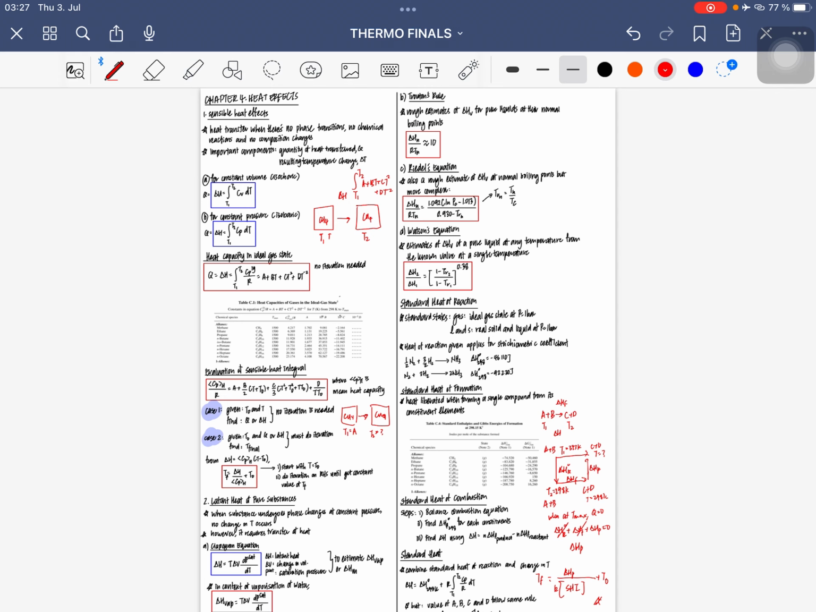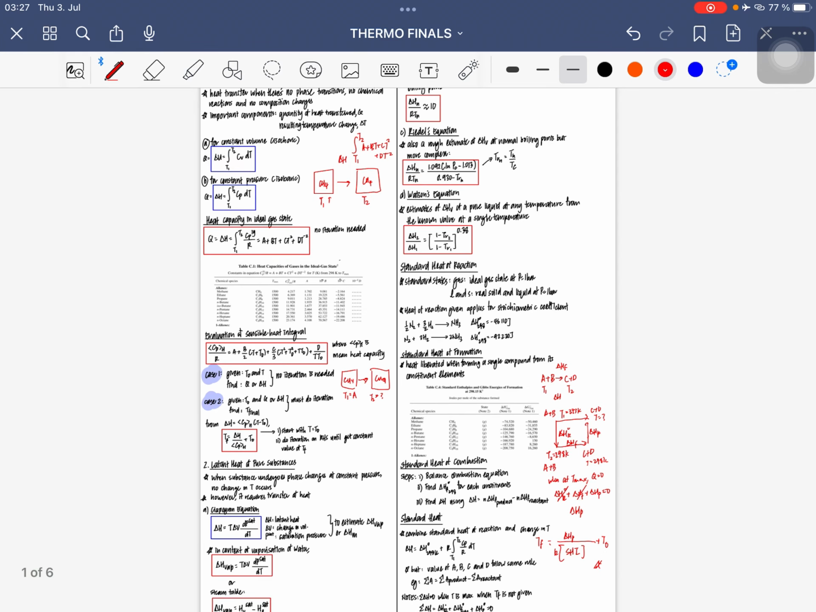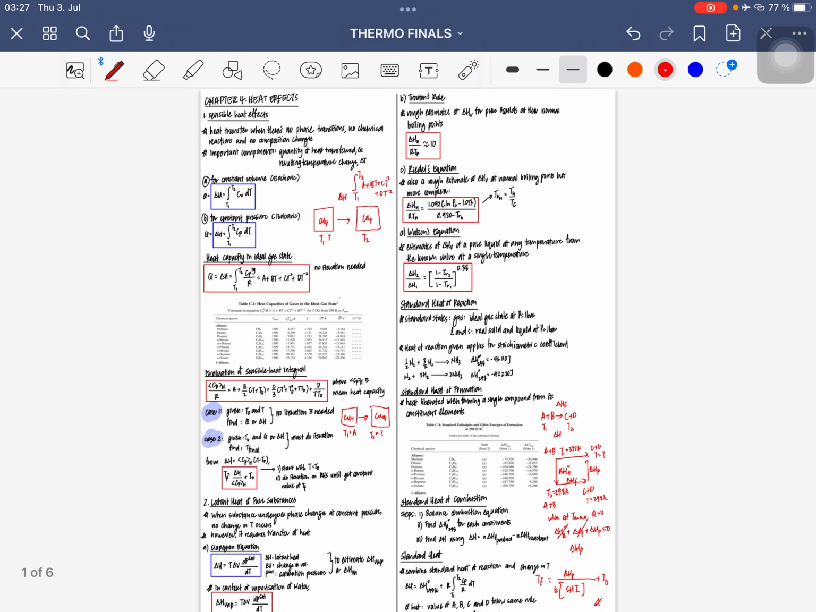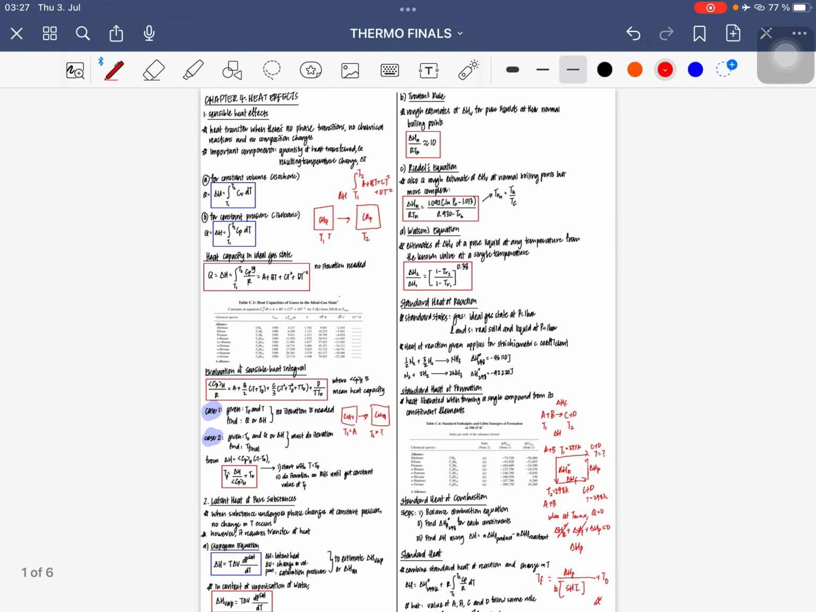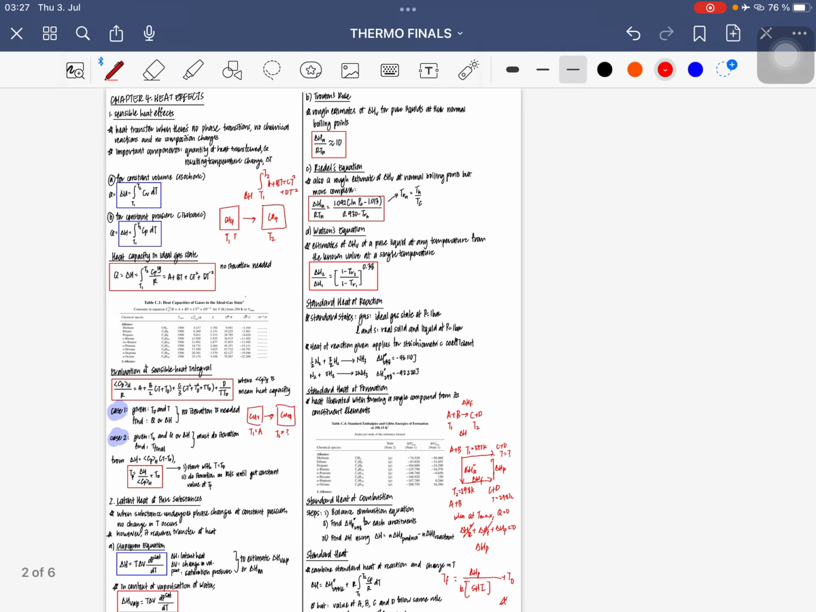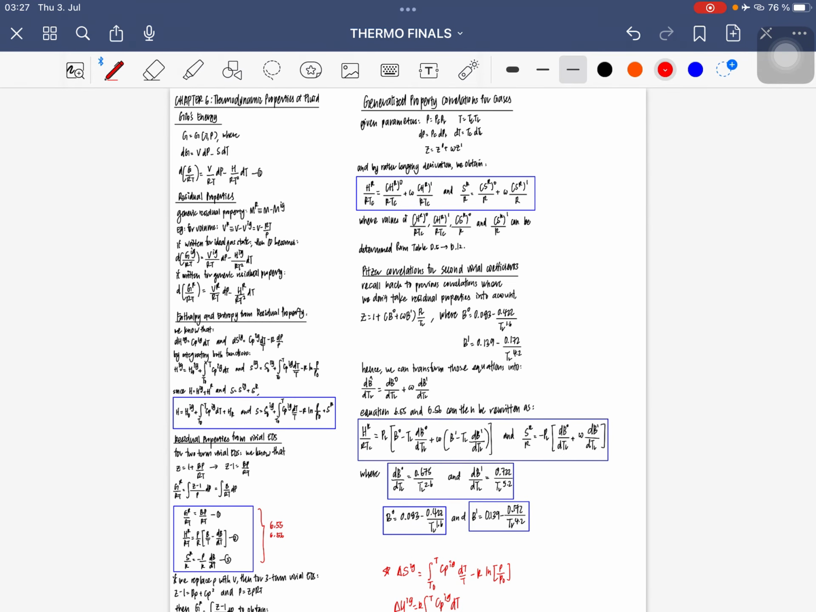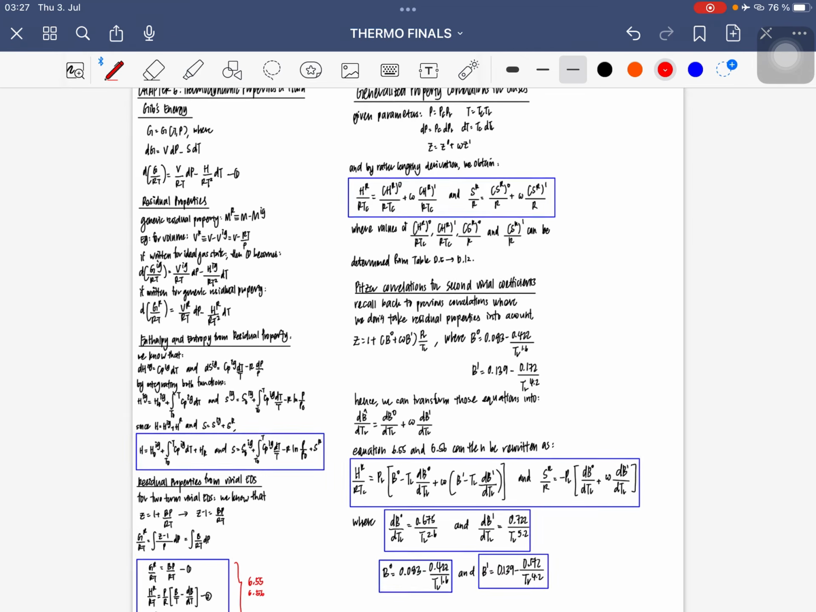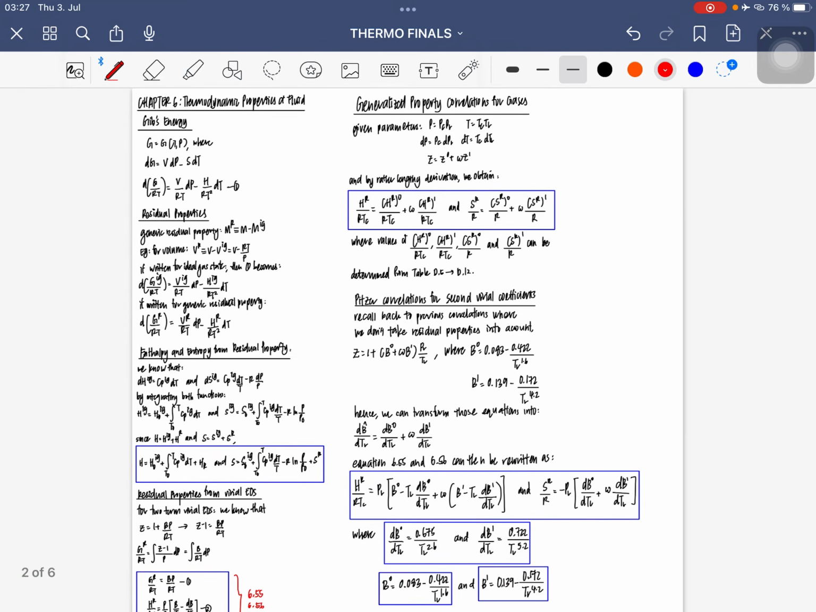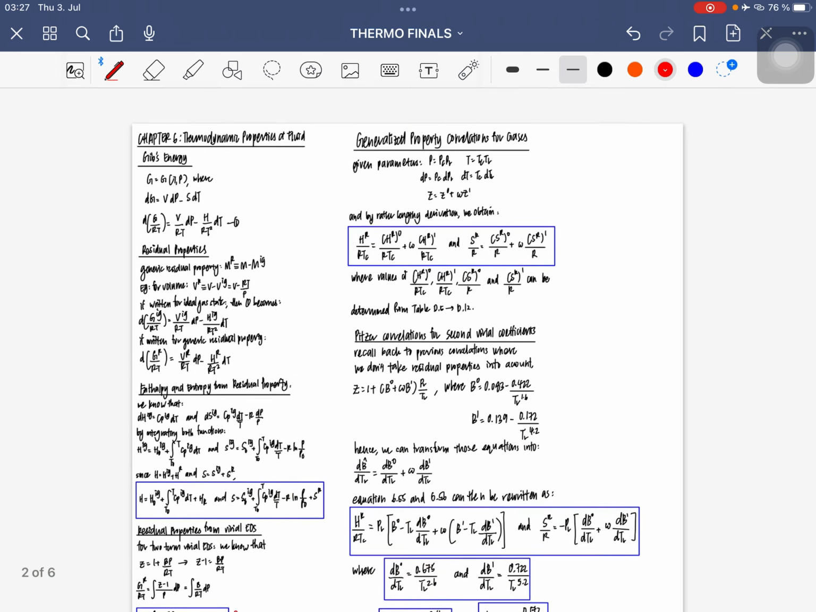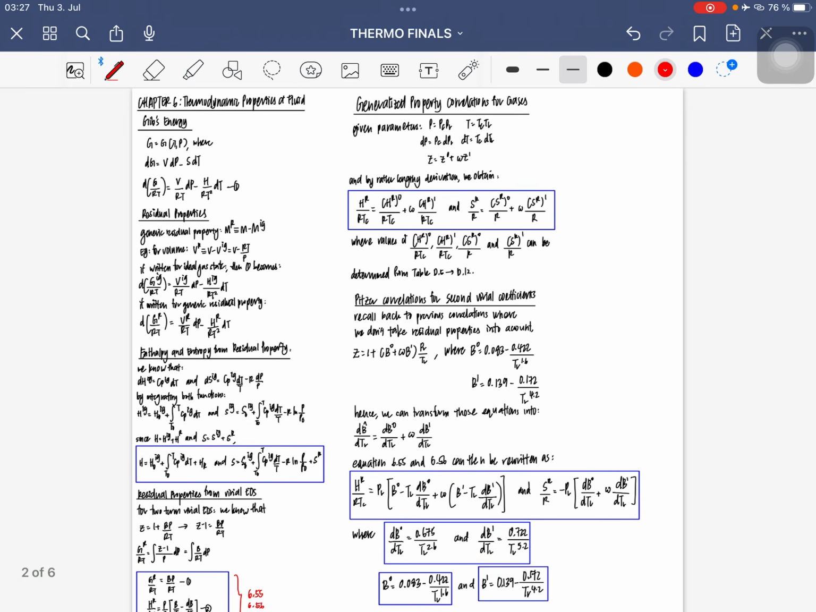I don't think this rule here is going to be important, because that is just latent heat of pure substances, basically when you are changing phases. But I haven't seen any question that talks about change of phases, so let's just move on. So next is chapter 6, thermodynamic properties of fluid. This is going to be a lot to cover, so let's just take it slow.